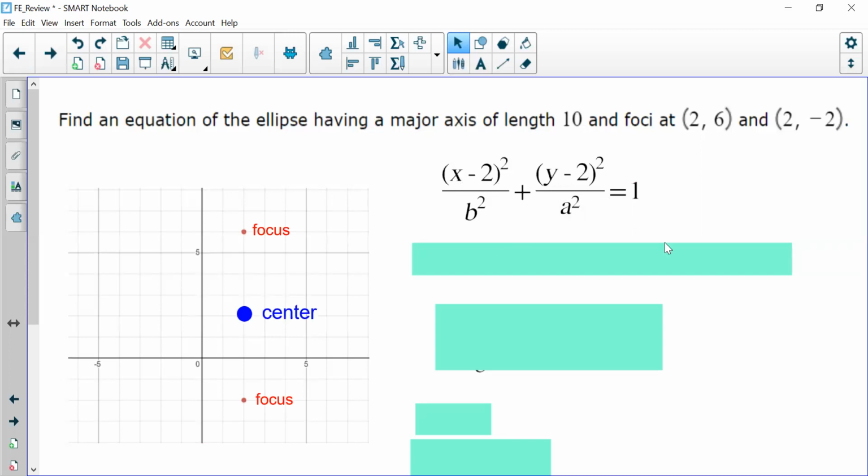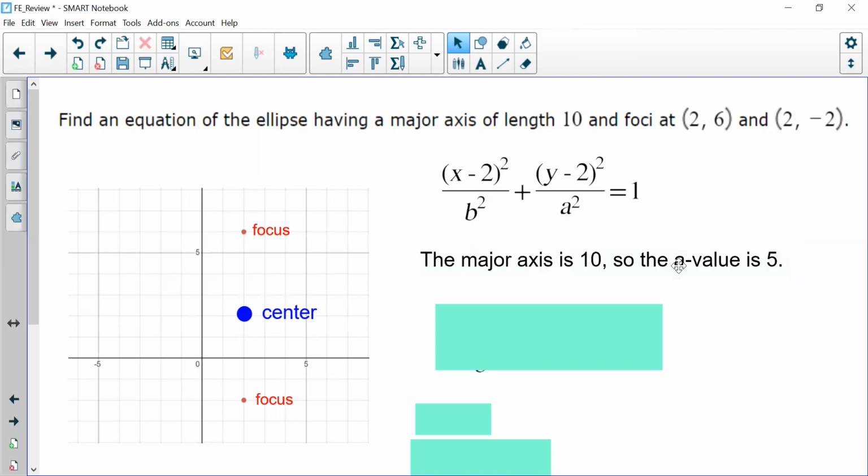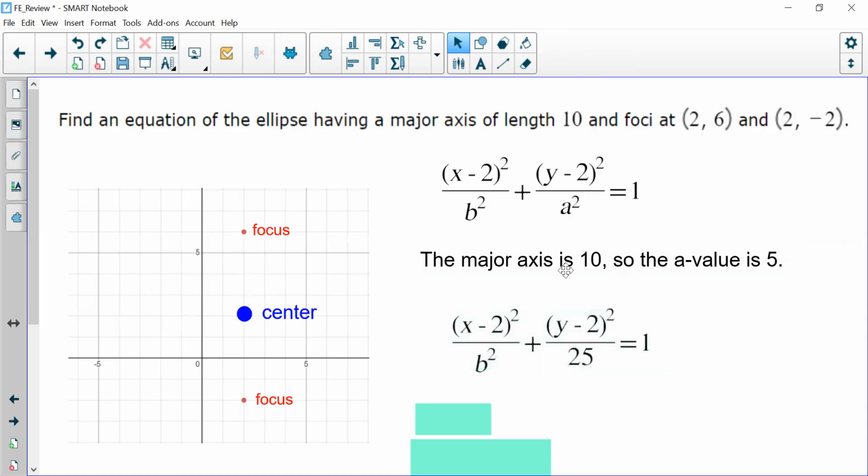Well, now what can I do? I know the major axis is 10. So the major axis is 10 long, which means A is 5. Because remember, the ellipse stretches A away from the center along its long end. So since A is 5, A squared is 25. Now we just need to find B squared. How do we do that?